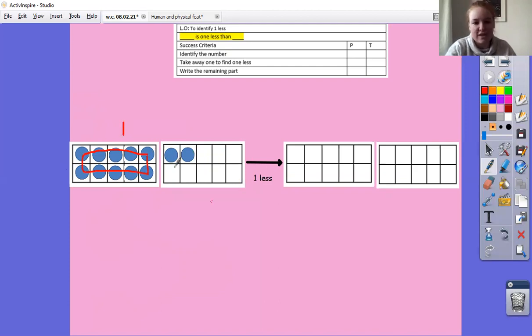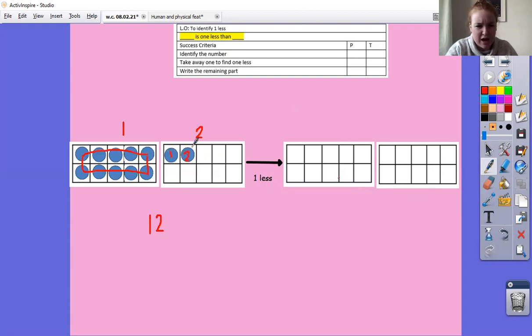Is this tens frame complete? No. So this must mean that this is my ones. And how many ones do I have here? I have 2 ones. So 1 ten and 2 ones. What number does that make? Well, I've got 1 ten and 2 ones. The whole is 12. Fantastic. And now I want to represent it with 1 less. I want to take 1 away.